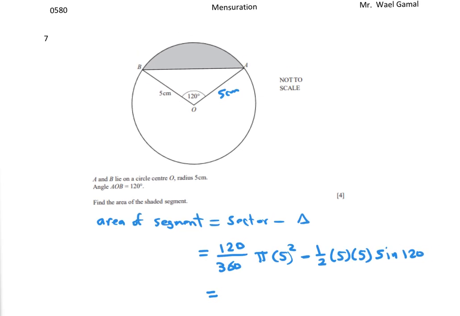This is how to find the area of the segment, the area enclosed by a chord and an arc. So can you find the answer? 15.4 centimeters squared.